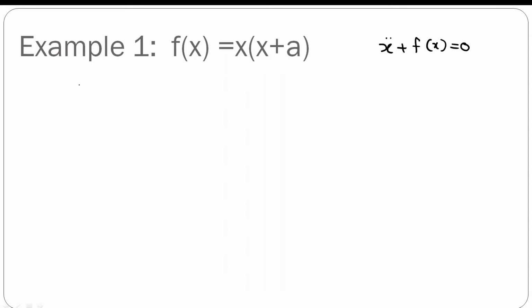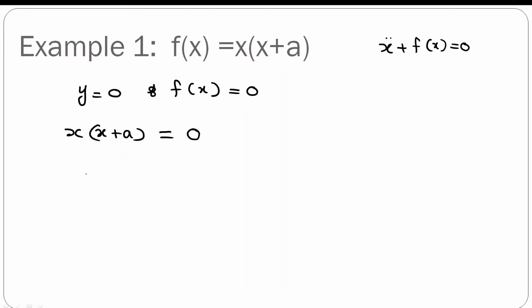Now let us calculate the singular points. We know that the singular points are located at y equal to 0 and f of x equal to 0. Here f of x is x into x plus a, so x into x plus a equal to 0 means x equal to 0 and x equal to minus a. That means this differential equation has two singular points: one at x equal to 0 and the second at x equal to minus a.